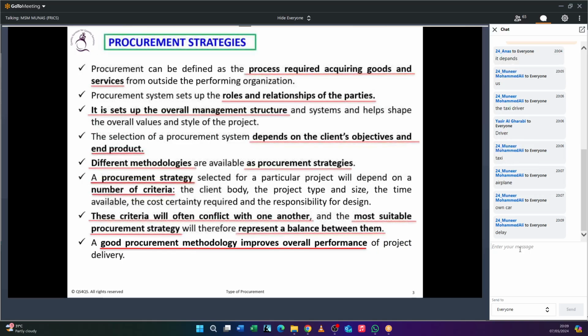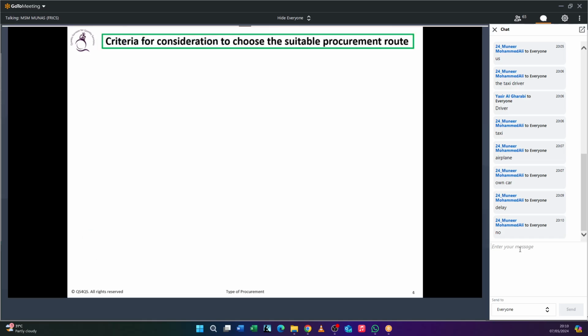Because his requirement is time, whereas you put in a delay. Some clients say, no, I want to go for a very cheaper option. Then yes, you book the airplane. It's good? You're supposed to book the metro, isn't it? So again, you should understand what your client needs, and you have to deliver.